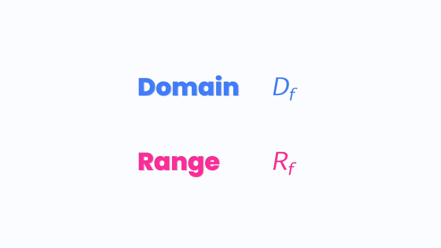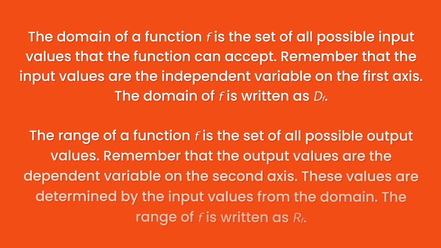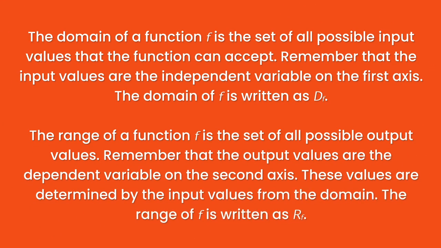The domain of a function f is the set of all possible input values that the function can accept. Remember that the input values are the independent variable on the first, or horizontal, axis. The domain of f is written as Df. The range of a function f is the set of all possible output values. Remember that the output values are the dependent variable on the second, or vertical, axis. These values are determined by the input values from the domain. The range of f is written as Rf.